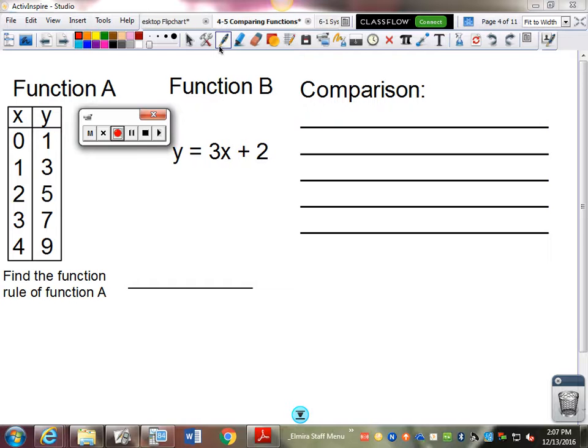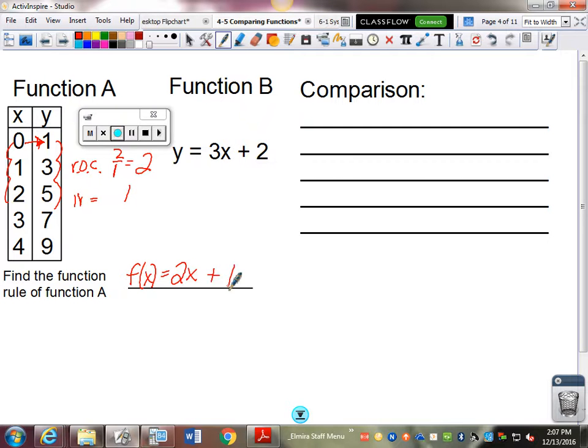So function a, here's a comparison question. Function a has a rate of change. This side's counting by 2's. This side's counting by 1's. 2 divided by 1 is 2. My initial value is what's across from 0, which is 1. So my equation would be f of x equals 2x plus 1.